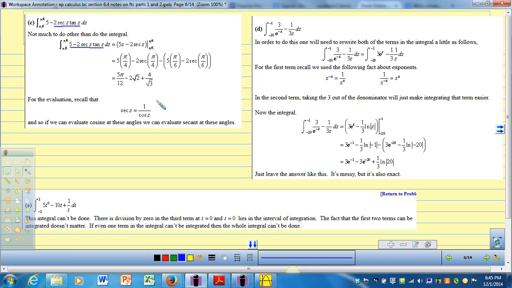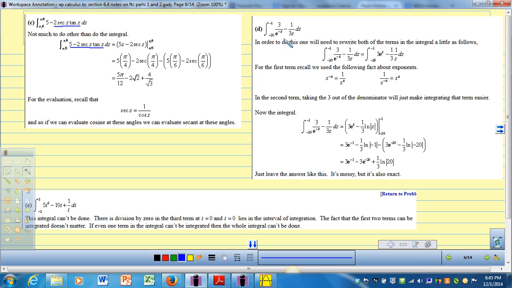To help yourself, remember that secant is equal to 1 over cosine to help you figure out what the secant of pi-4 and the secant of pi-6 is. All right, letter D also requires a rewrite. And we have the definite integral from negative 20 to negative 1.